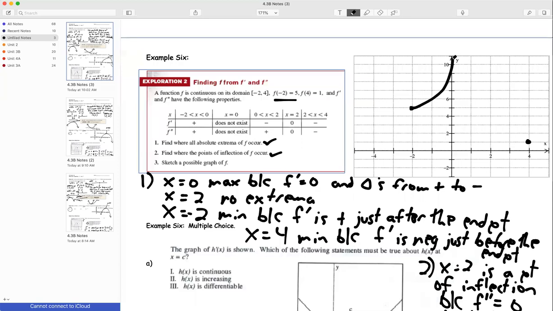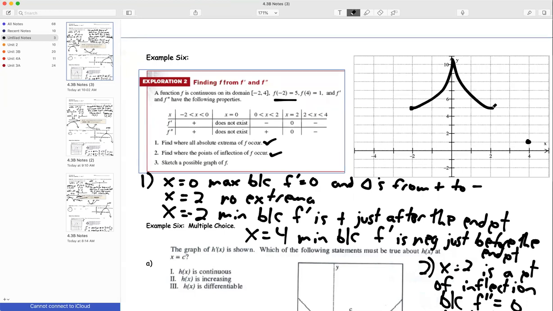And then I'm going to look at the interval from 0 to 2. My first derivative is negative, so my function will be decreasing. And it is also positive for the second derivative, so it will be concave up. So this is going to go down, but be concave up until we get to 2.